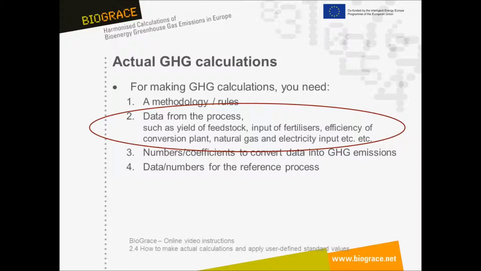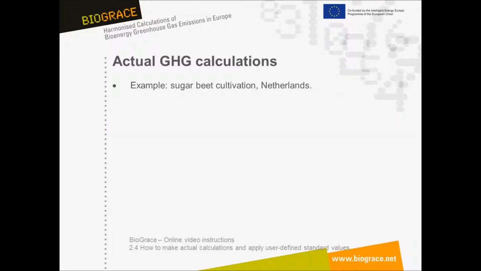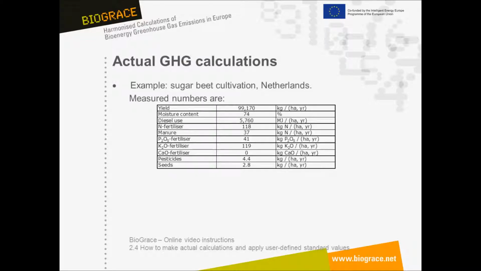Imagine that you are a farmer or someone working for a farmers' corporation in Flevoland, which is a province in the middle of the Netherlands. You want to make an actual calculation for sugar beet cultivation. You will have to start with collecting all the data that you need from measurements at your farm or at your corporation, or from agricultural statistics within the province. These are the numbers that we will use.